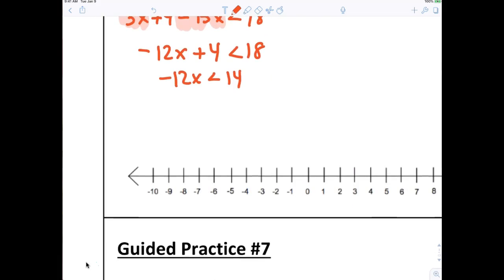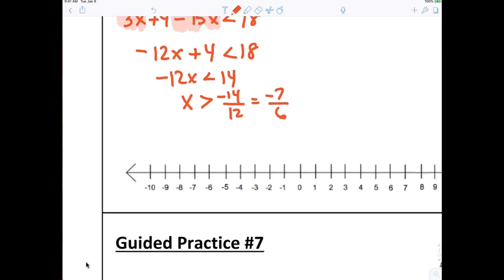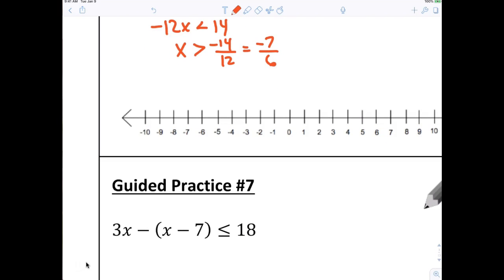Now remember, whenever you multiply or divide by a negative, you have to change the sign. So this becomes x is greater than negative 14 over 12, which reduces to negative 7 over 6. Anybody have any issues with that? Now on the number line, negative 7 divided by 6 is between 1 and negative 2, right? Open parentheses. Greater than means we're going to the what? We're going to the right.